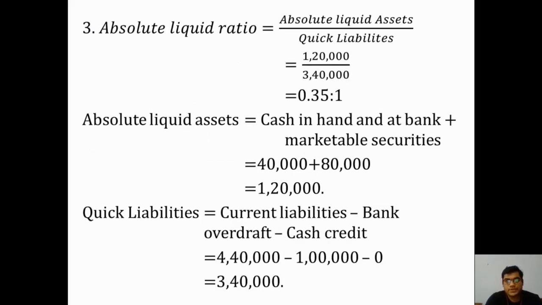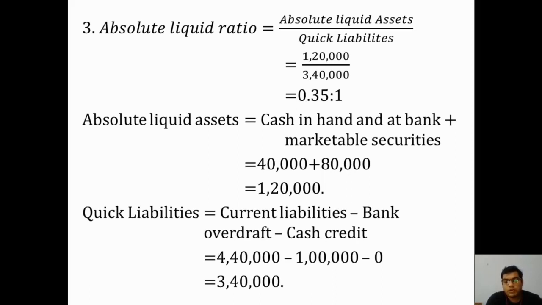So the third ratio is absolute liquid ratio. The formula for absolute liquid ratio is absolute liquid assets divided by quick liabilities. What do absolute liquid assets mean? Here, the assets which can be converted into cash at that very moment, which can be absolutely liquidated into cash right then, are the ones we consider. The formula we use here is cash in hand plus cash at the bank plus marketable securities. The values we have here are 40,000 plus 80,000, together 1,20,000. That is our absolute liquid assets.